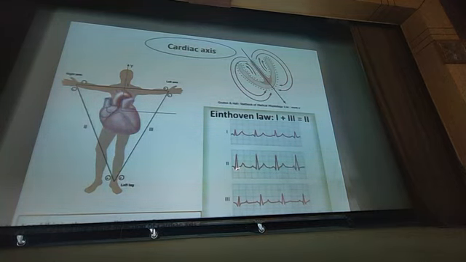The potential amplitude of lead 2 is equal to that of leads 1 and 3 combined. So we can see the T wave, the P wave, the QRS complex and so on. For the Q wave, we see it in lead 2, and the direction of depolarization is about opposite to the direction of lead 2.